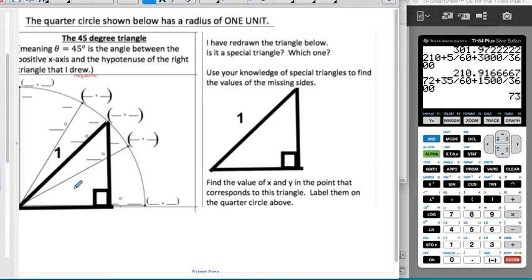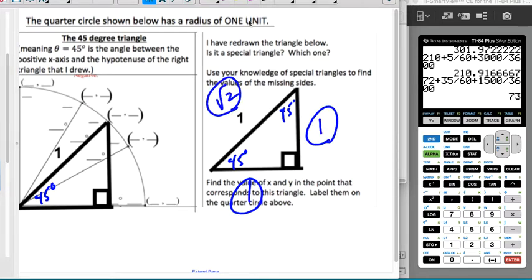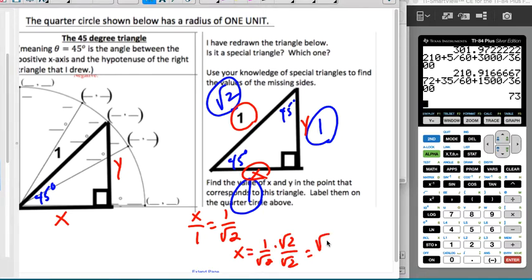All right, the next triangle we're going to look at is this 45-degree angle triangle. That makes this a 45, 45, 90 triangle, and the ratio of a 45, 45, 90 triangle is 1 to 1 to root 2. If this is the x-coordinate and this is the y-coordinate, and I want to find them, I can say that x is to 1 as 1 is to root 2. We don't usually leave a root on the bottom, so if I rationalize by multiplying by root 2 over root 2, I get that x is root 2 over 2.